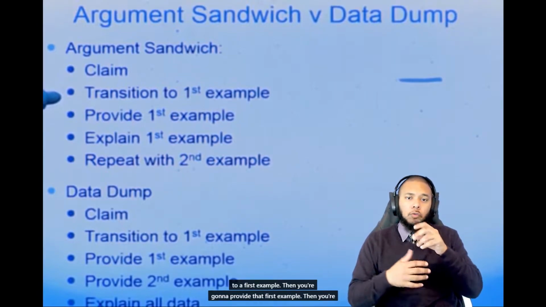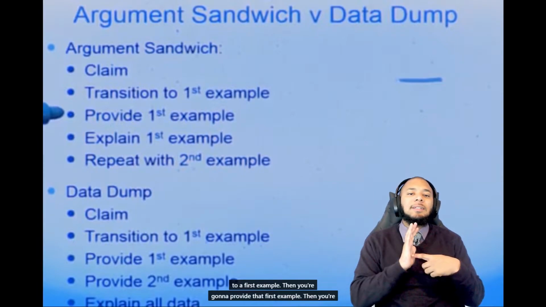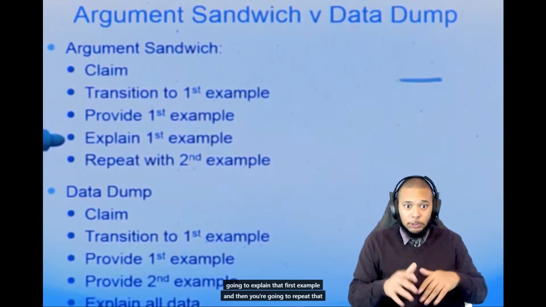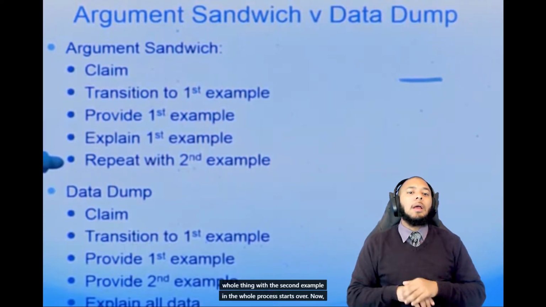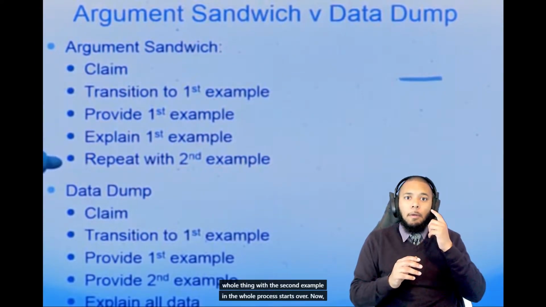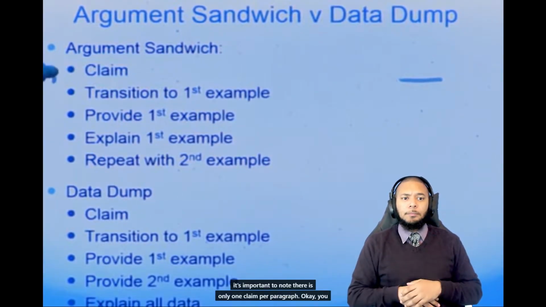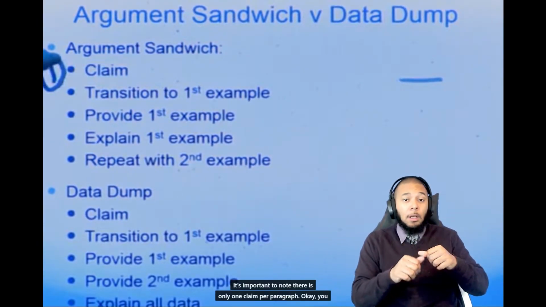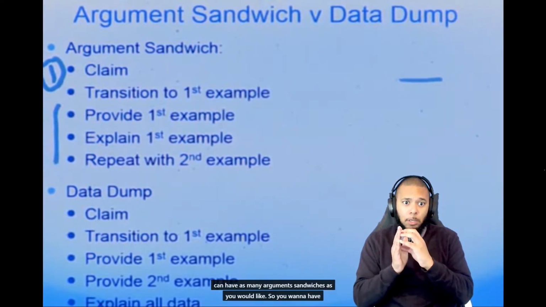Then you're going to transition to a first example. Then you're going to provide that first example. Then you're going to explain that first example. And then you're going to repeat that whole thing with the second example, and the whole process starts over. Now, it's important to note, there's only one claim per paragraph, okay? You can have as many argument sandwiches as you would like.